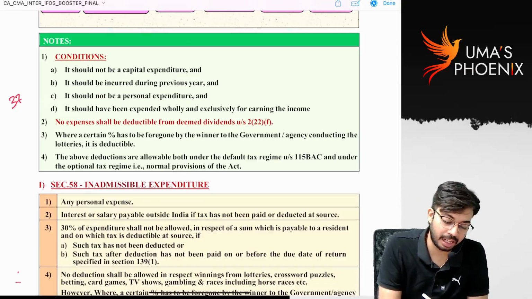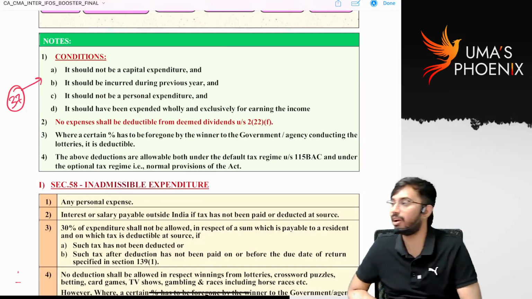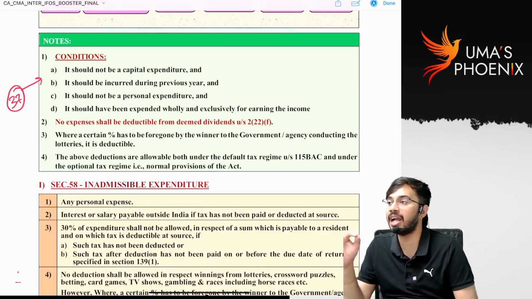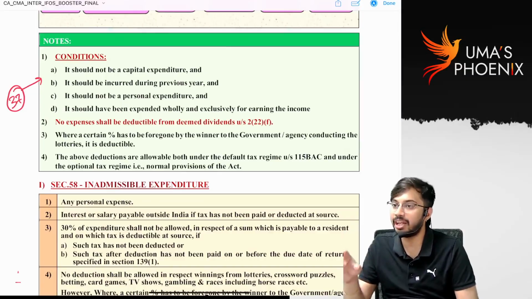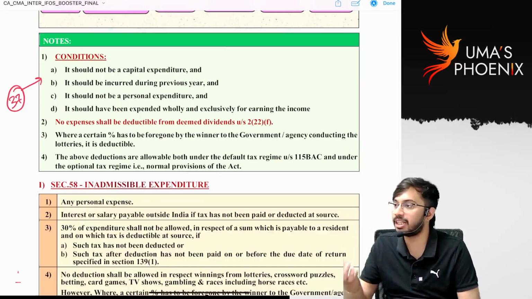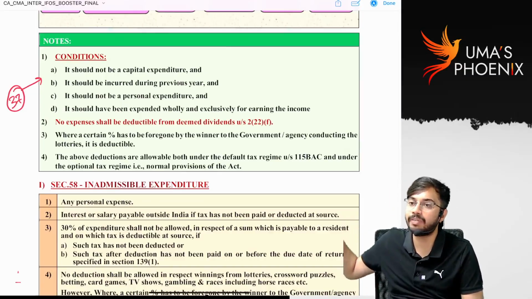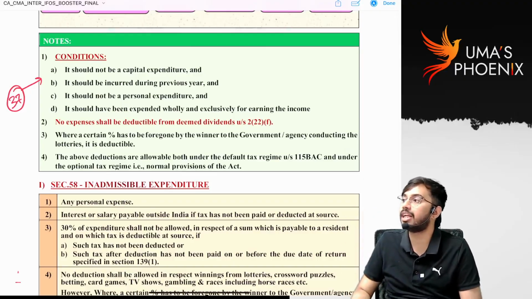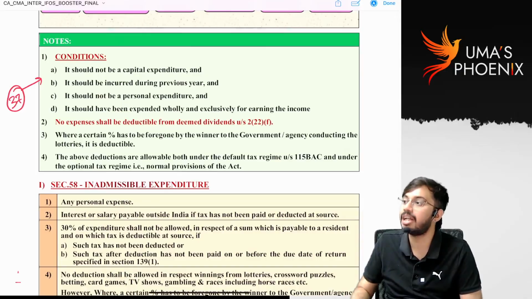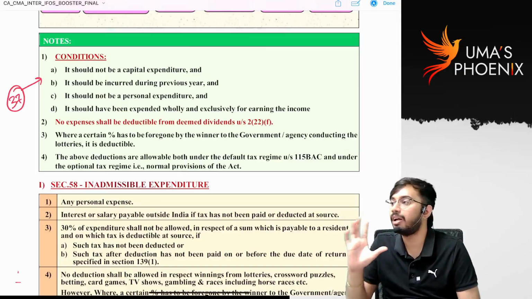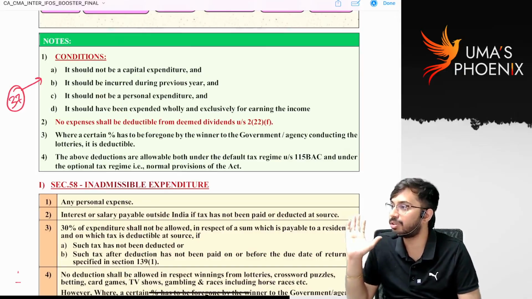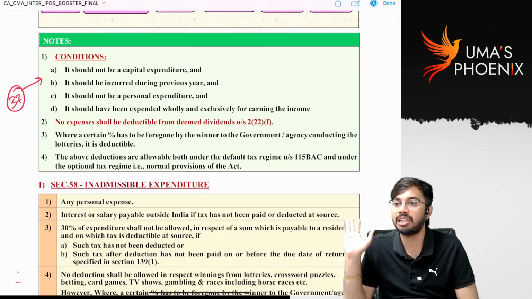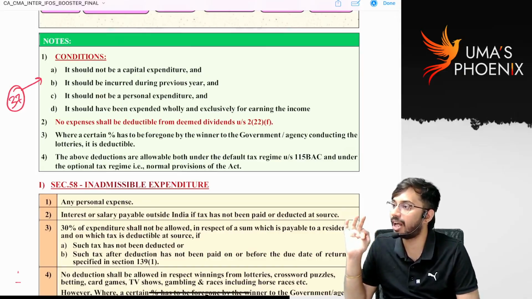The same section 37 provision is given here also. That means under the head other sources, to earn any income, if any expenditure is incurred, that expenditure should satisfy these conditions. That expenditure should be revenue in nature. Okay, that expenditure should not be capital in nature. That expenditure should be for the purpose of earning income under other sources. If all these conditions are satisfied, then only expenditure is allowed as deduction.